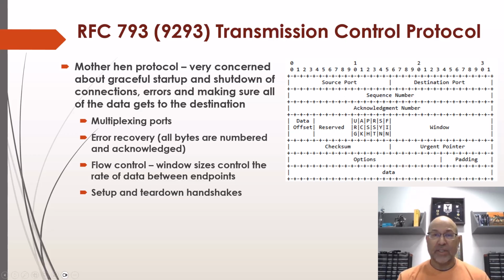Now, source and destination port numbers allow us to do multiplexing. Every application on your machine has a port number to which it is going. And so this is what allows us to multiplex, because you can have multiple connections at the same time. So these are all parts of TCP. Almost none of this is part of UDP, with the exception of multiplexing ports.